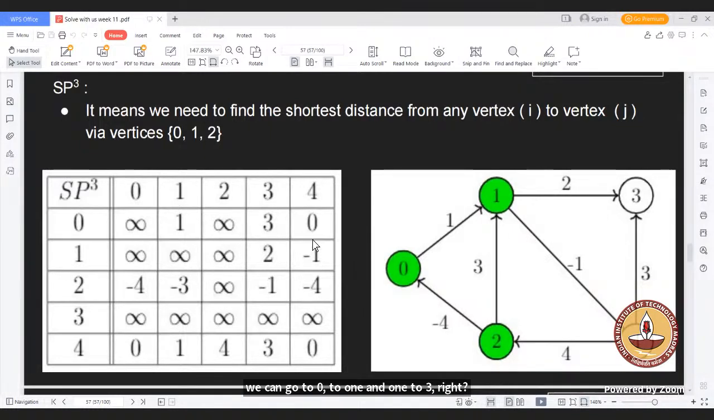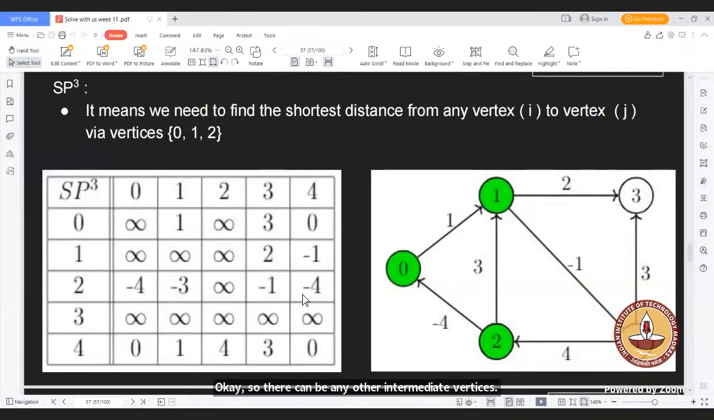Yes, sir. So 0 to 4, we can see 0 to 1 and 1 to 4, correct? So this is the start and end vertex. 0 is starting and 4 is ending. We can see the intermediate vertices can only be 0, 1 and 2. So there can't be any other intermediate vertices. We have to travel via 0, 1 and 2 only.